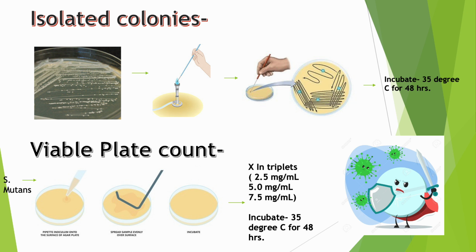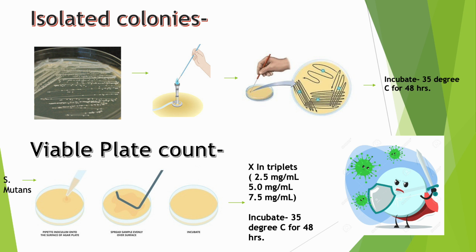Secondly, we performed streaking to get isolated colonies. For this step, we took the Streptococcus mutans culture from the master plate. There were colonies, and to ensure a pure culture, we took one colony and streaked it aseptically on BHI agar medium and incubated it at 35 degrees Celsius for 48 hours to get the purified colonies for our experiment.